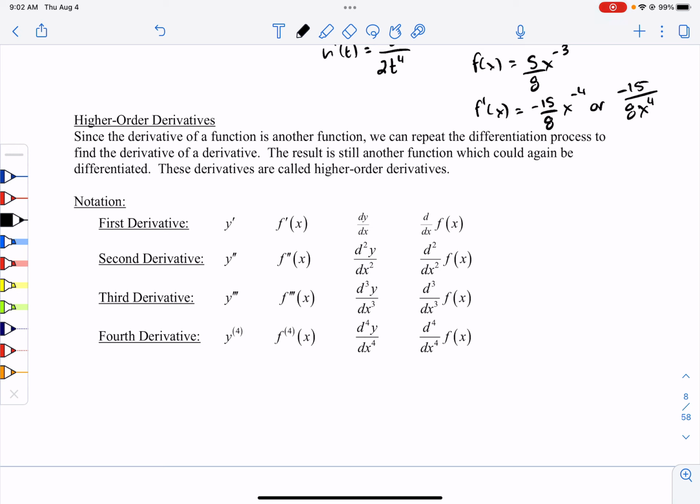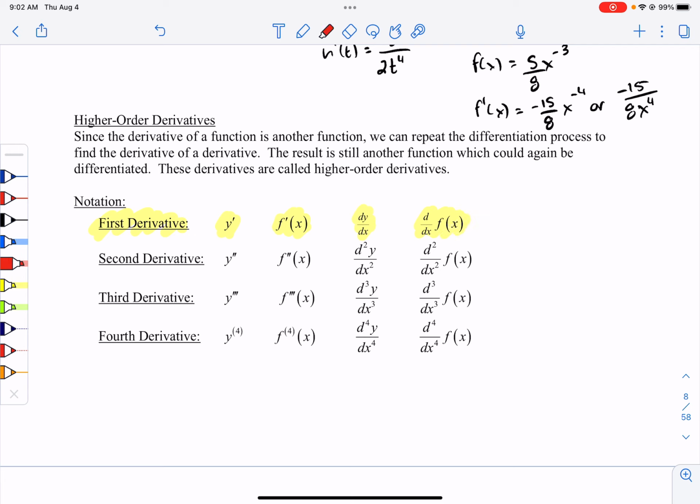So the first derivative, I've just got some notation here. The first derivative looks like y prime. That means just take the derivative once. It looks like f prime of x. It looks like dy dx. It looks like take the derivative of f of x.